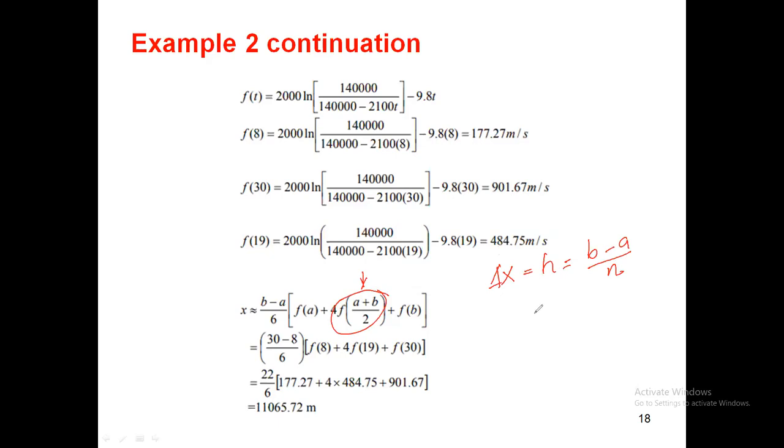Now, in our case, our b, our upper limit, is 30. Our lower limit is 8. We divide it into 2 sub-intervals, so that would be 22 divided by 2. That would be 11. This is our increment. The first value of the function, if we actually have a table, the 0 value with no increment yet, is 8. With the increment, that would be 19. With the other increment, you add another 11, that would be 30.